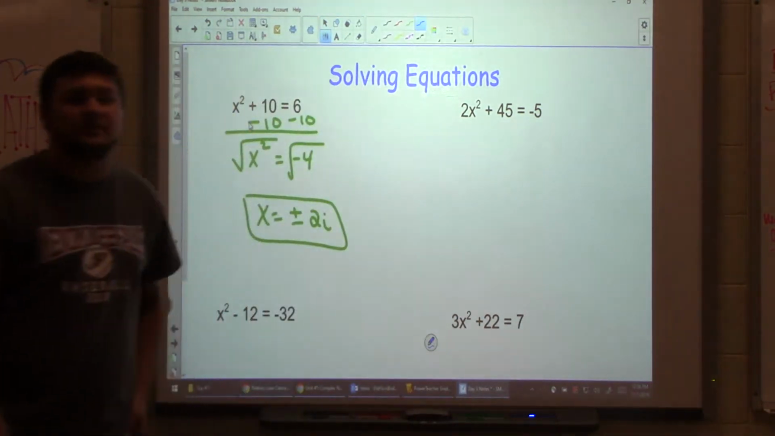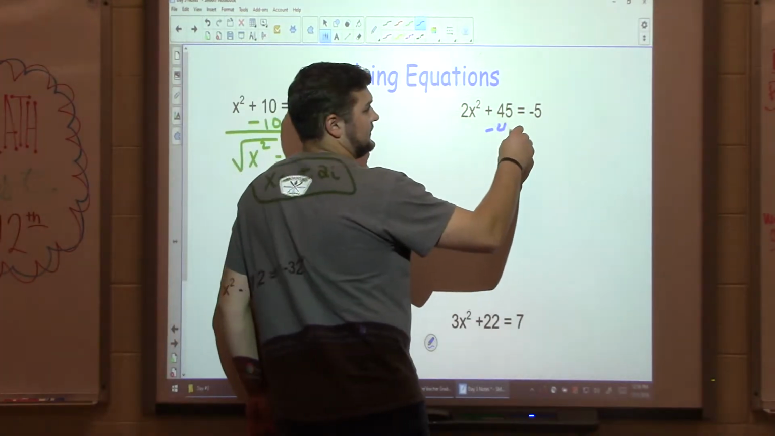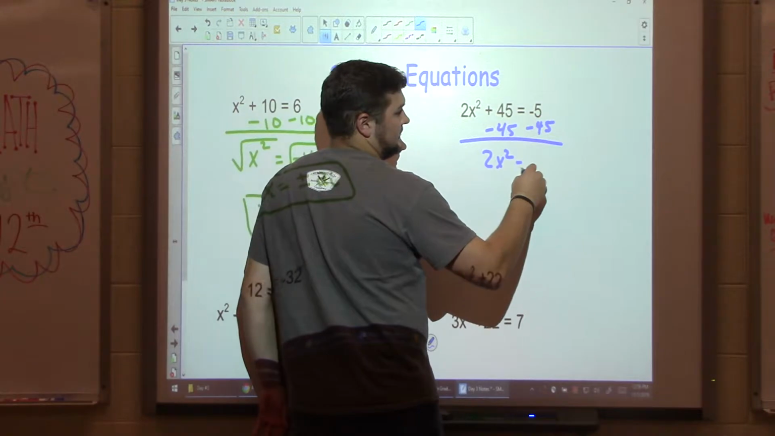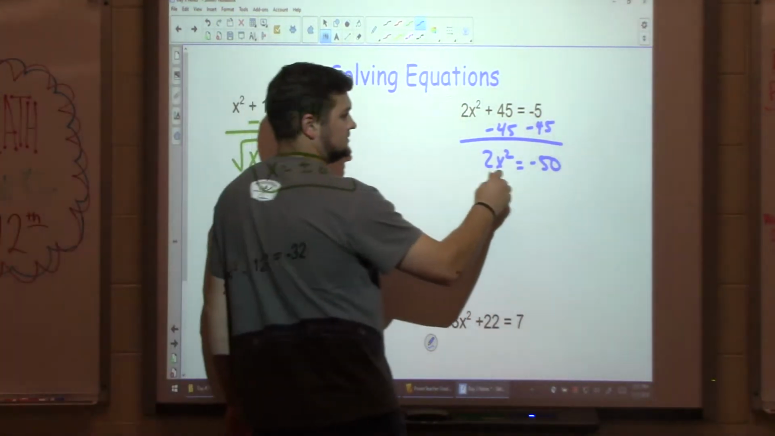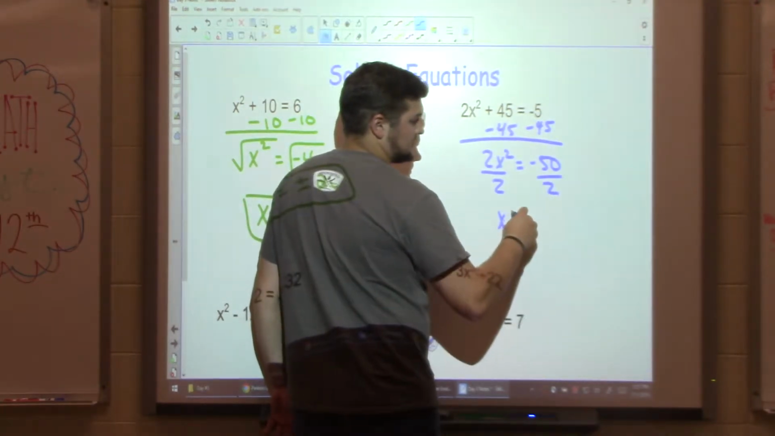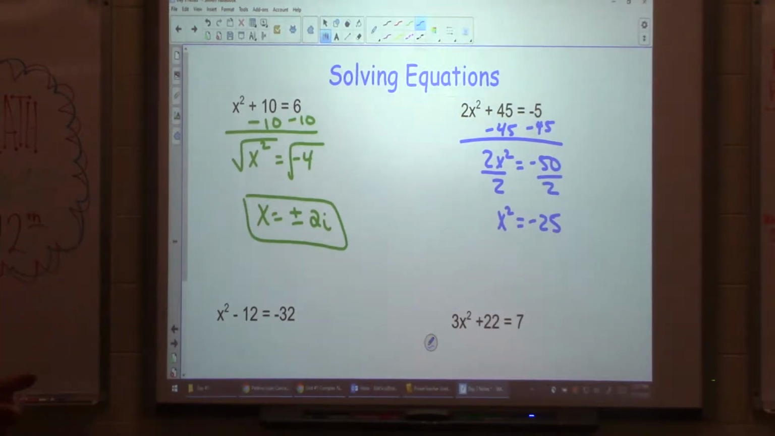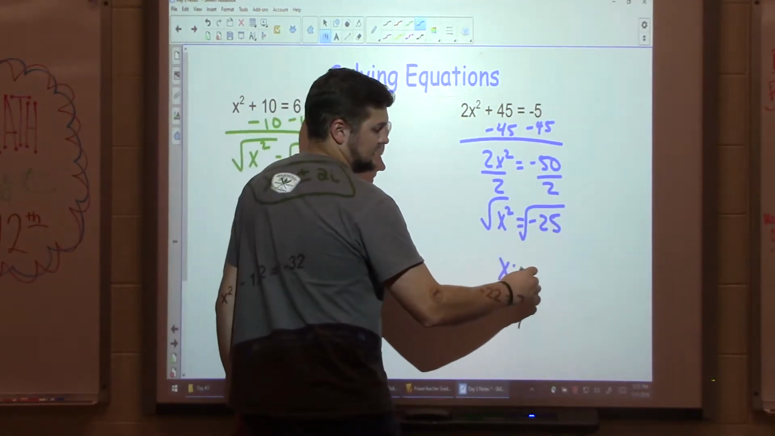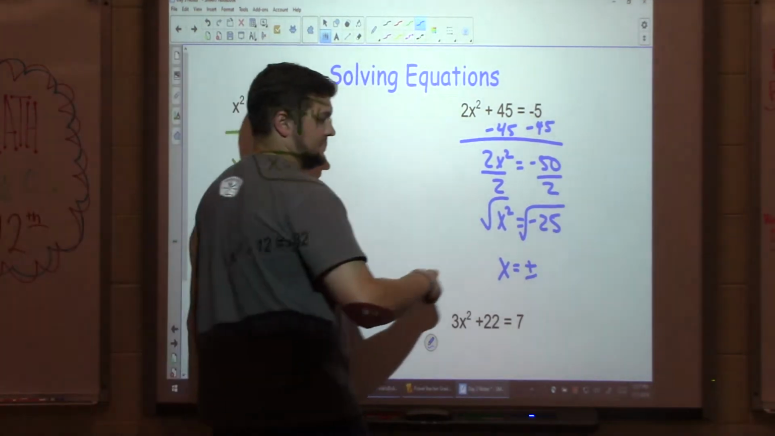2x squared plus 45 equals -5. Well, I'm going to subtract 45 to start. I get 2x squared equals -50. And that should divide by 2. x squared equals -25. And then how do I solve that? Square root both sides. x equals positive and negative 5i.